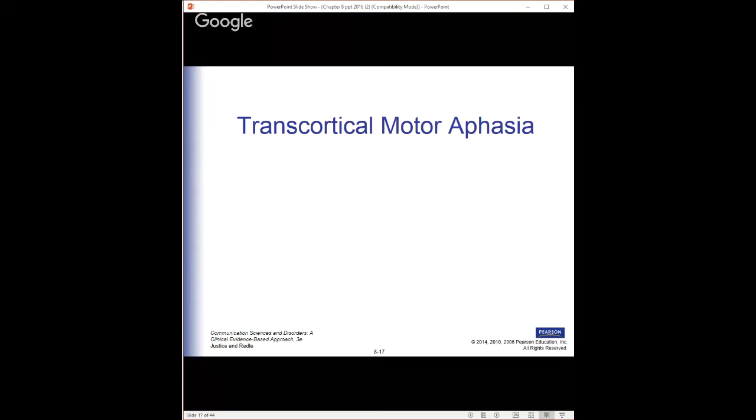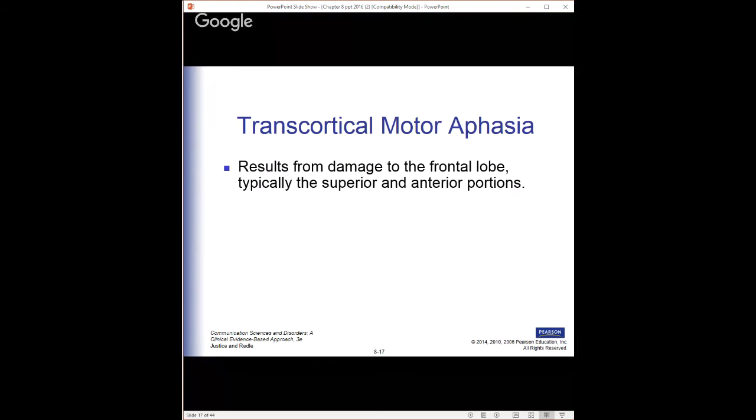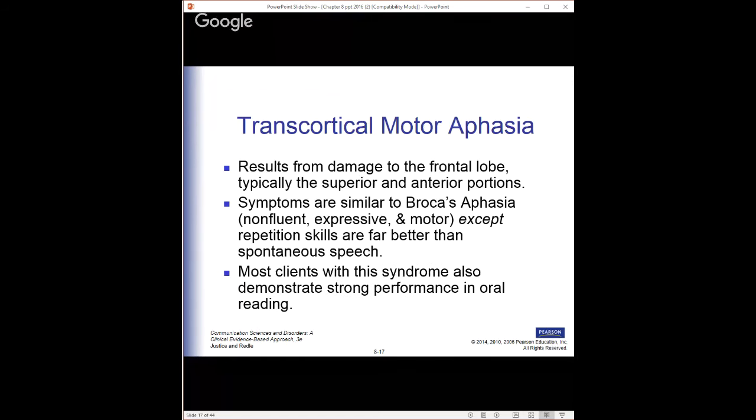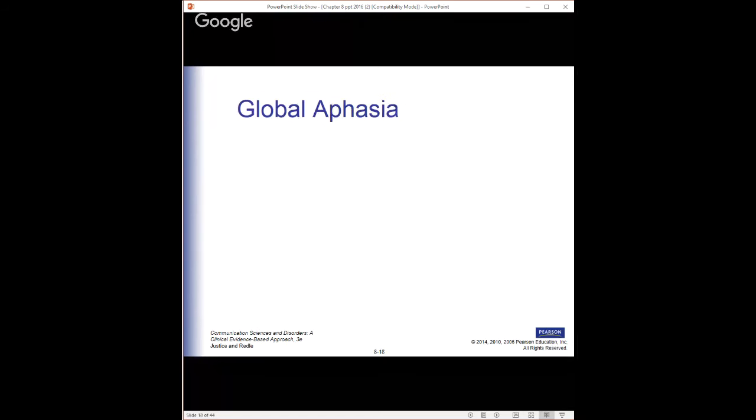Transcortical motor aphasia results from damage to the frontal lobe, typically the superior and anterior portions. The symptoms are similar to Broca's aphasia as far as being non-fluent, expressive, and motor in nature, except that repetition skills are far better than spontaneous speech. Most clients with this syndrome also demonstrate strong performance in oral reading.